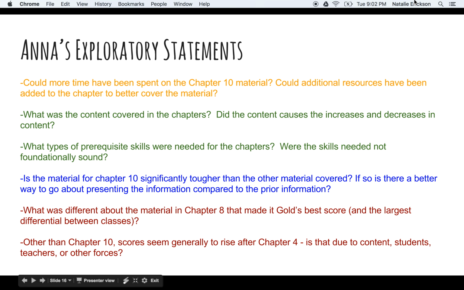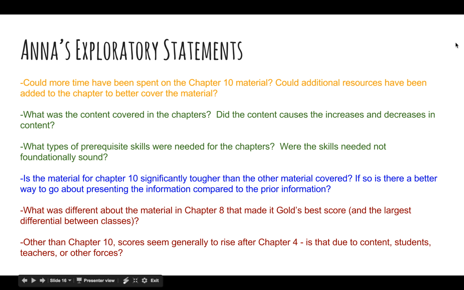Then the questions we asked Anna were pretty much revolving around the material on that Chapter 10 test and what could be improved to help the students with that material, since she clearly sees that drop off at the end of the year.